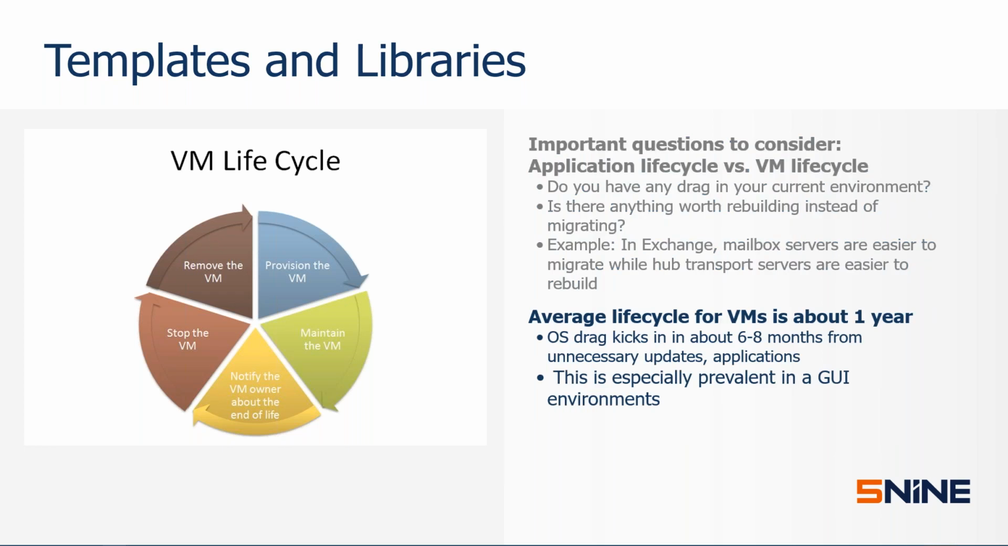So the average life cycle for a VM, and I know a lot of admins do not adhere to this, but it's very, very important, is about a year. Because what ends up happening is with application patching, with Windows patching, with installing runtimes, with temp files, just all sorts of things, combinations of those things, you start getting something called OS drag.